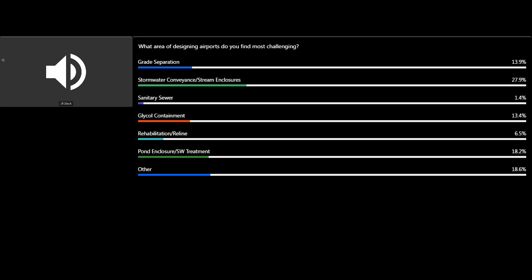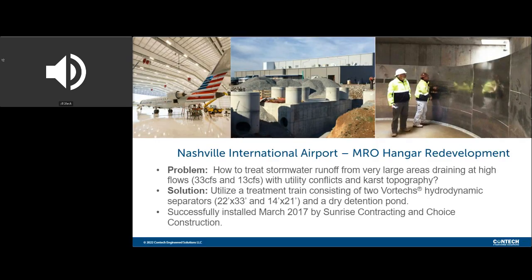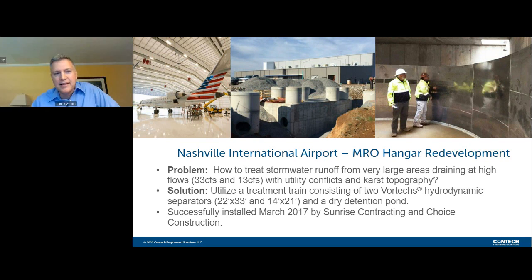Looks like 13% say grade separation, 27% say stormwater conveyance, 1% say sanitary sewer, 13% say glycol containment, 6% say rehabilitation, 18% say pond enclosure, and 18% say other. Okay, we can certainly help with all of the above.